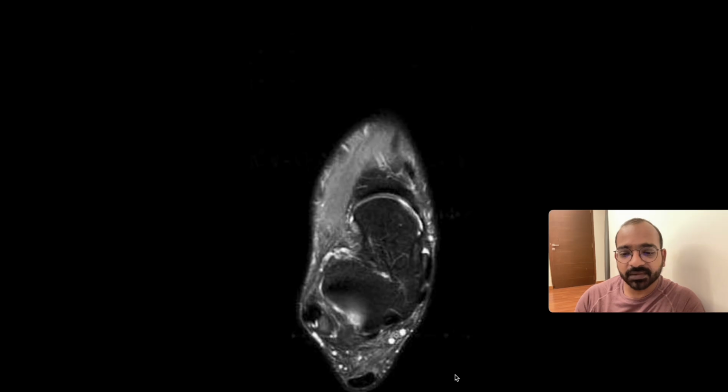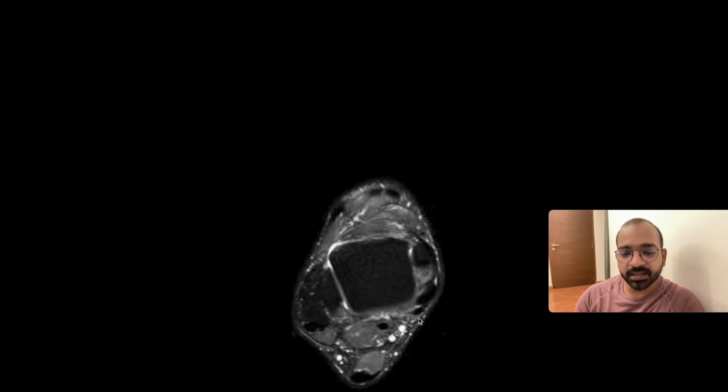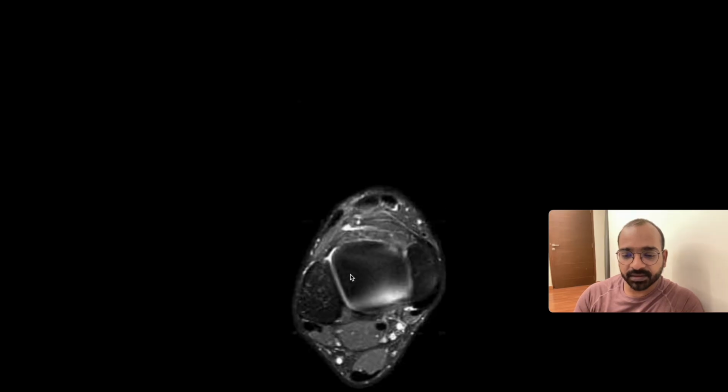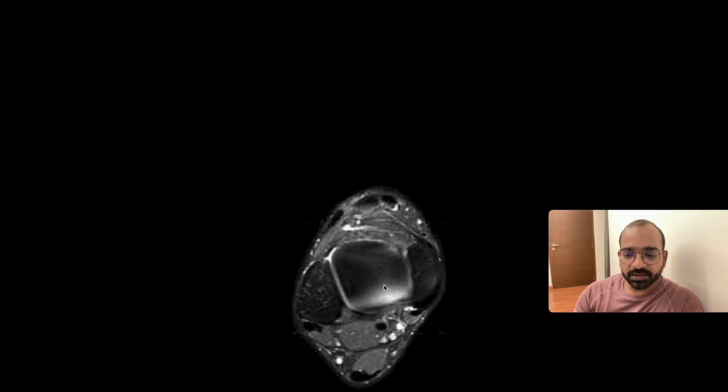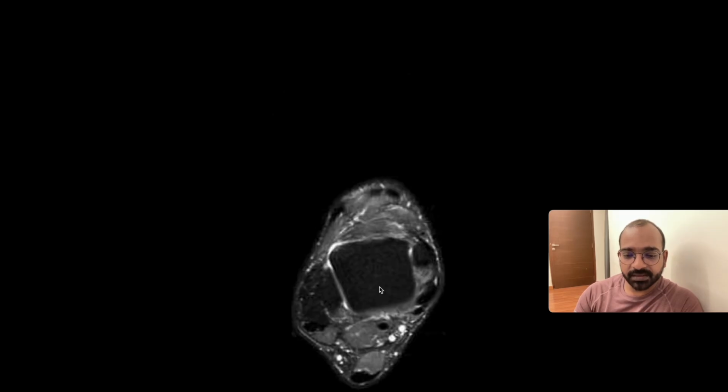Of the ankle, that is the lateral ligaments of the ankle today. Here we can see this is the fibula, this is the tibia, distal end of tibia, this is the fibula, and we go down, this is the talus. So what we see here, this is a PDFS image of an ankle, right ankle.